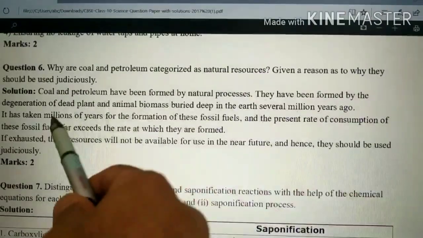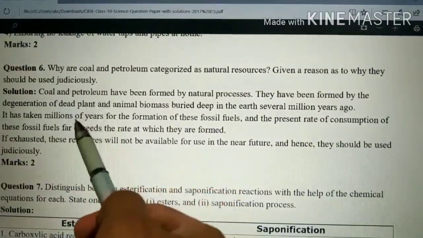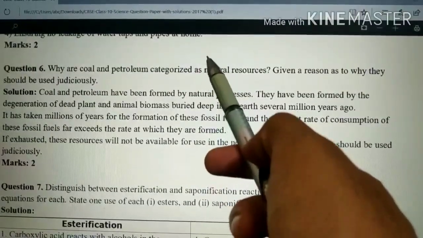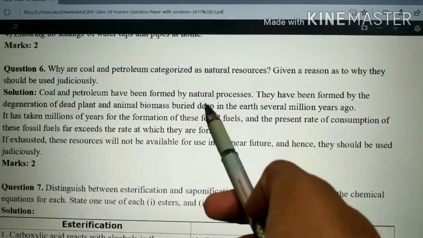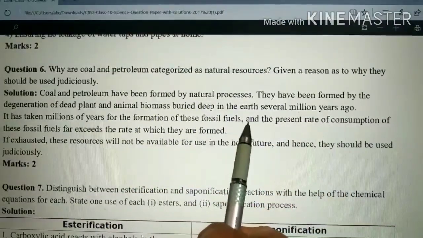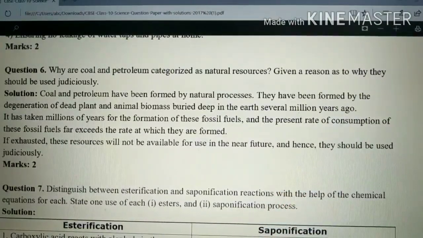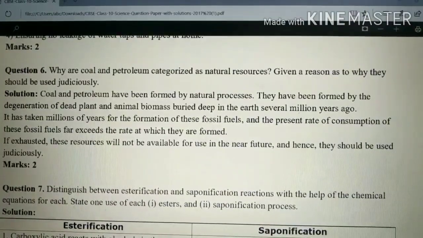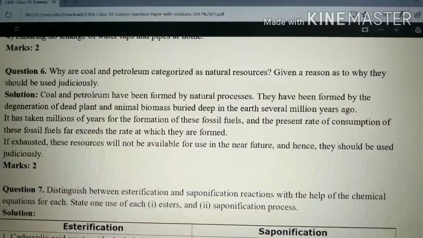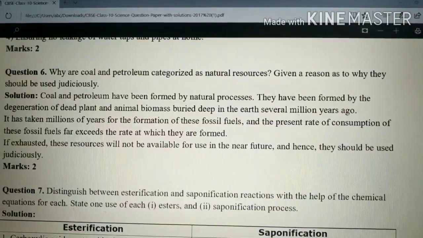It takes millions of years, 10 million, 200 million, 300 million years, and after millions of years we get the fuel. If we waste that fuel, it will create a problem for us. The present rate of consumption is more and production is less. That is a big problem. If the consumption is 200 liters, the production is 100 liters. So production is less and our usage is more. In that case we have to use it judiciously.